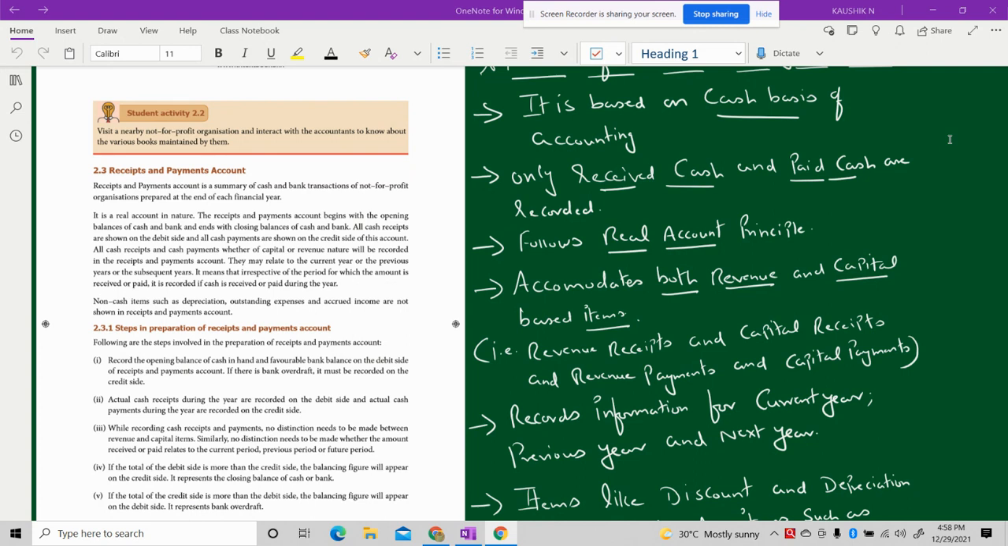Now, what are these revenue receipts or revenue payments and capital receipts and capital payments? Quite simple. Any receipts which we receive quite frequently is known as a revenue receipt. The quite opposite of this is revenue payment. And the next one is capital receipts and capital payments. Capital receipts are those receipts which are not subject to occur quite frequently, which we won't be receiving quite frequently. The same applies even in case of your capital payments, which you won't be performing quite frequently.